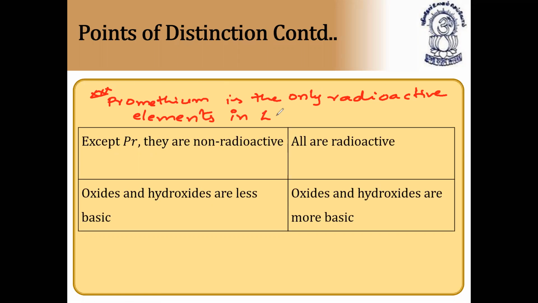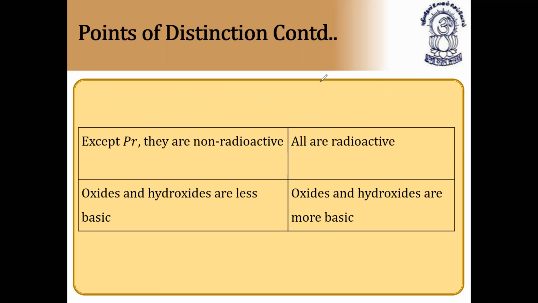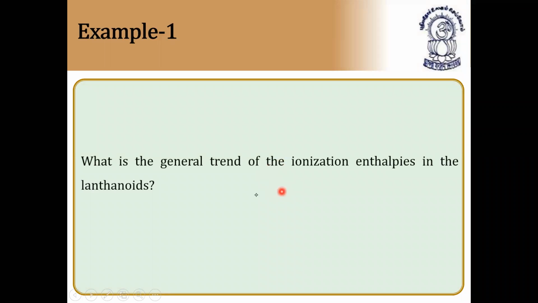In lanthanides. Whereas in actinides, all are radioactive. Oxides and hydroxides are less basic. Oxides and hydroxides are more basic. Next continuation. Now let us see questions.